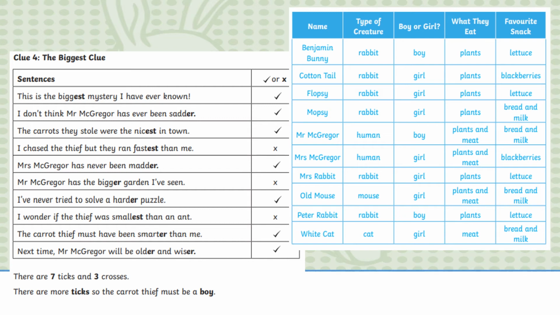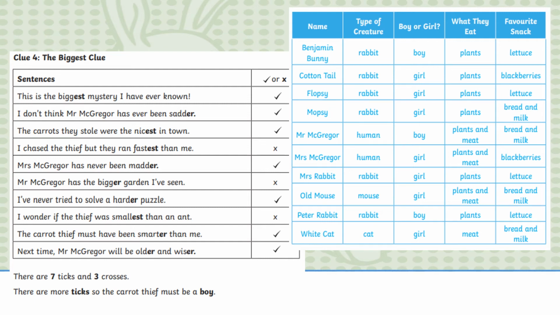So it's a cross. "Mrs. McGregor has never been madder." Yeah, she has never been madder. Not maddest, she has never been maddest, wouldn't work. "Mr. McGregor has the bigger garden I've seen." Oh, tricky to even read that. "Mr. McGregor has the bigger garden I've seen." It should be biggest garden, so that's a cross.